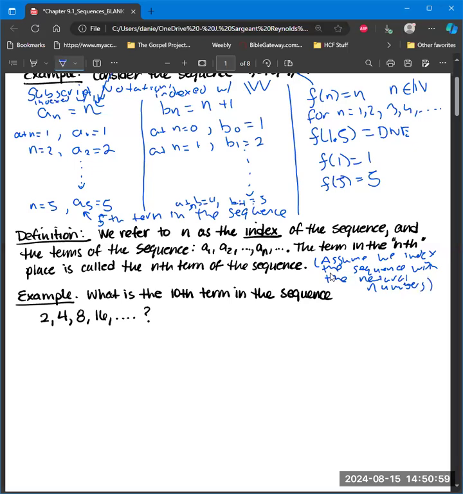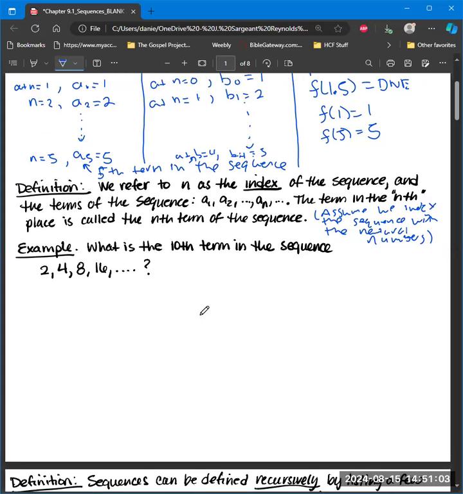Natural numbers are counting numbers. We start counting at 1. So what is the 10th term of the sequence 2, 4, 8, 16? Well, we're going to have to think about what the pattern is there. And I see that as powers of 2.